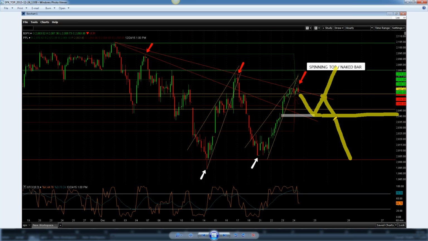There's always levels. However, if we break this uptrend line, which is over 2055 or whatever it is, it's going to go. All right? So that's it. This is pretty clear. So I'm going to scroll through a couple of charts. I'm going to wrap it up.